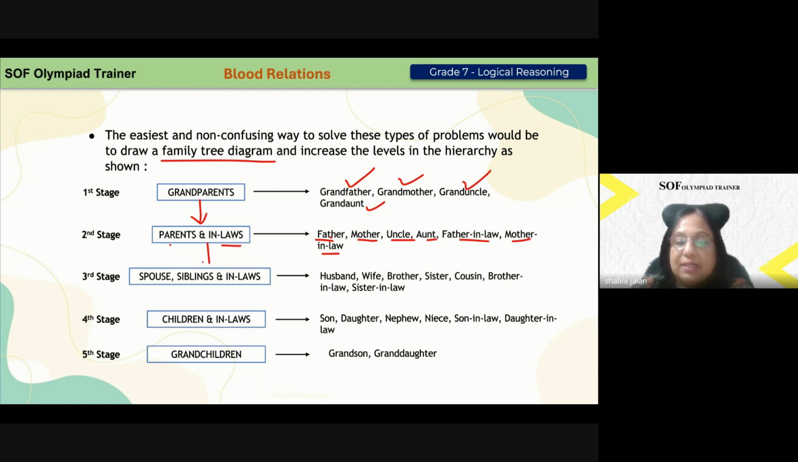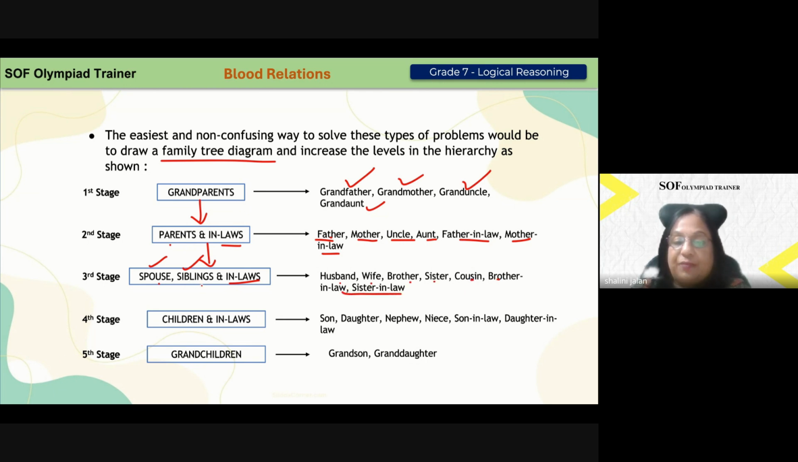Then we can have spouse. Here at the same generational level, we will be having spouse, or we will be having siblings. Siblings means the real brother and sister, or the cousin brothers and sisters. And we can have brother-in-law and sister-in-law. So husband, wife, brother, sister, cousin, brother-in-law, and sister-in-law.